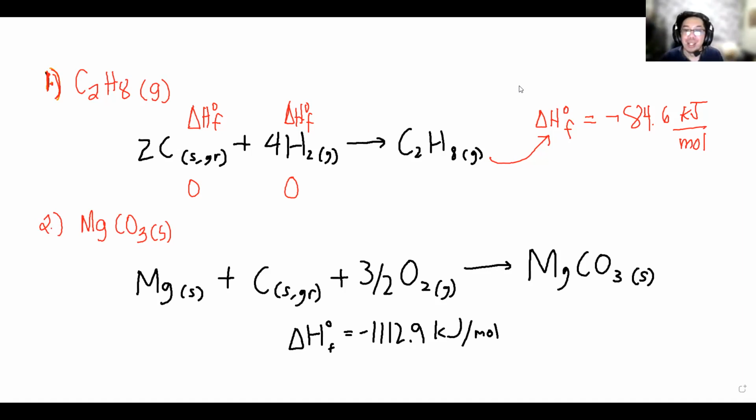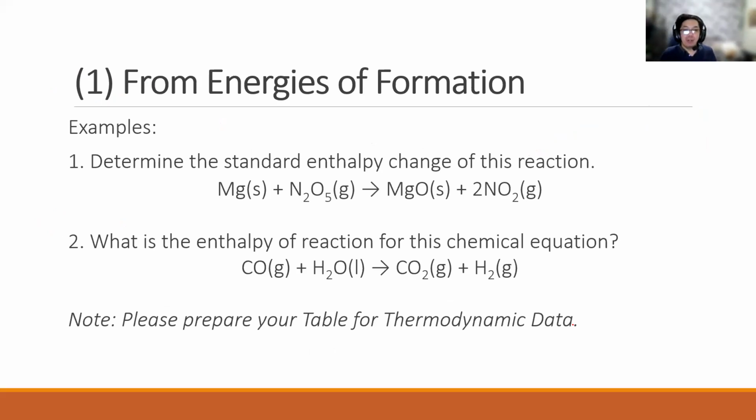So, I think you're ready with the calculations of delta H naught reaction. Let's go back to our slides. For the first reaction, you need to determine the standard enthalpy change of this reaction. That's number one. Number two will be your equation. But before we proceed, can you recall how we get the delta H naught reaction from enthalpies of formation?